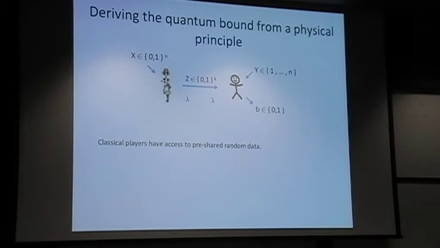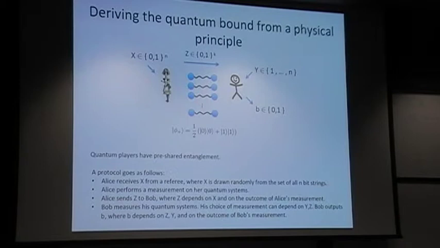We can give them access to shared random data. That's what the lambda is up there again. We can also think about quantum players playing the game. These ones will have pre-shared entanglement. So not necessarily just one entangled pair of particles, but as many entangled pairs as they want. So there are many pairs, each of them in the state phi plus.